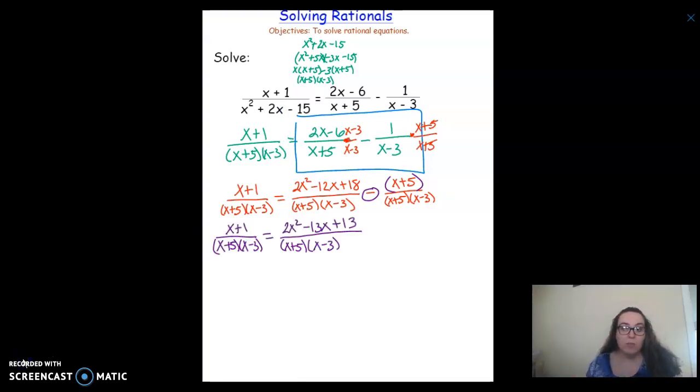Okay, now that those are subtracted, this is right back into last week. We have like denominators on the left and the right, and so if my denominators are the same, then that means that my numerators must equal. Okay, so now I'm in this situation where I have 2x squared minus 13x plus 13 equals the x plus 1. Because of this x squared, that lets you know, hey, you're probably going to factor. So let's go ahead and get this set equal to 0.